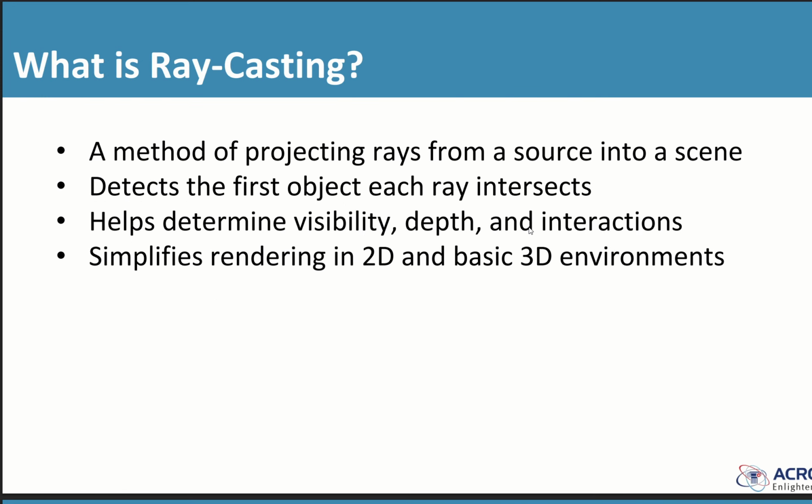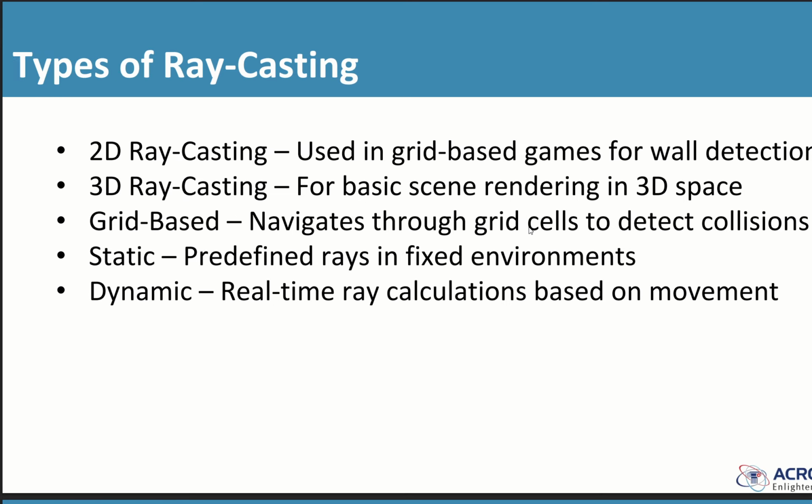What is raycasting? A method of projecting rays from a source into a scene. Detect the first object each ray intersects, help determine visibility, depth, and interactions, simplifying rendering in 2D and basic 3D environments. Types of raycasting: 2D raycasting, 3D raycasting, grid-based, static, and dynamic.